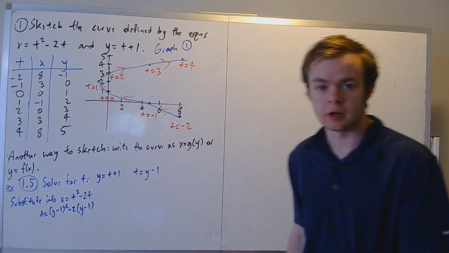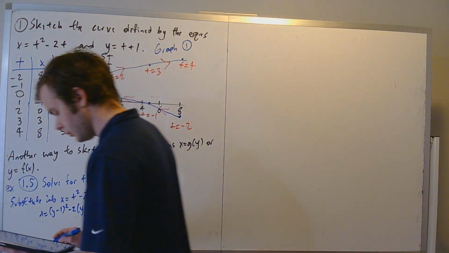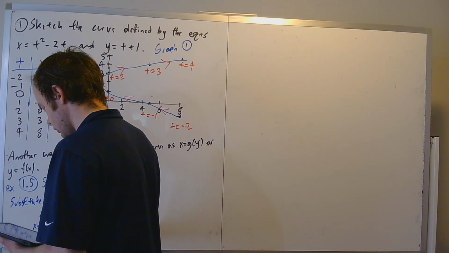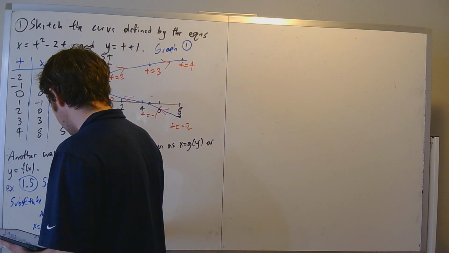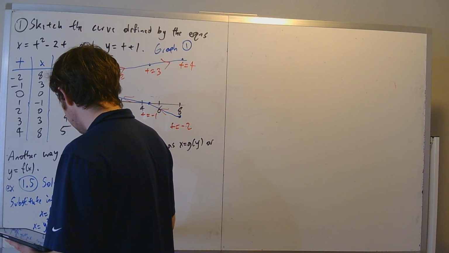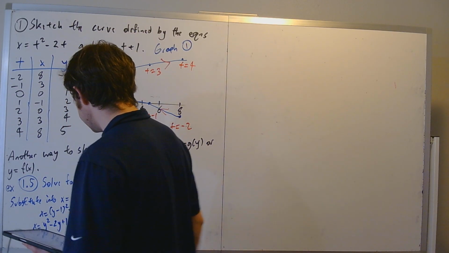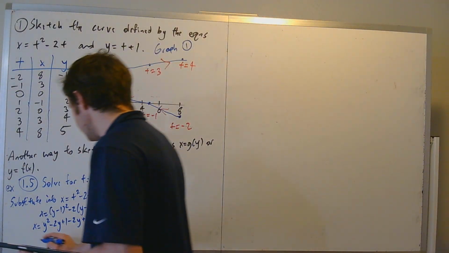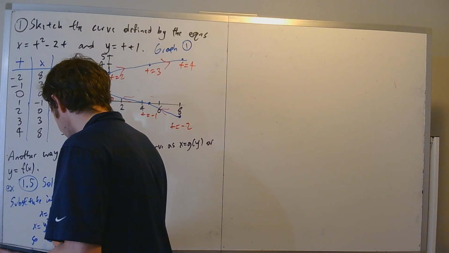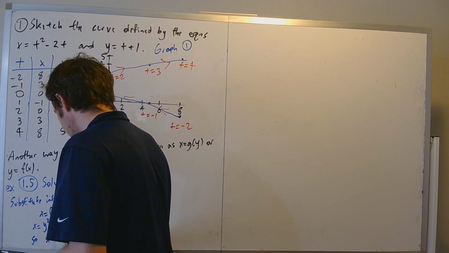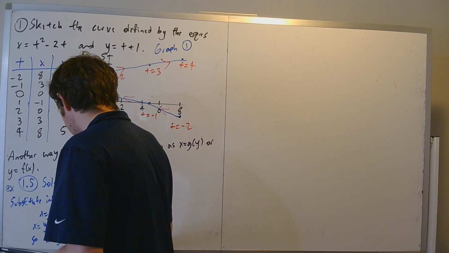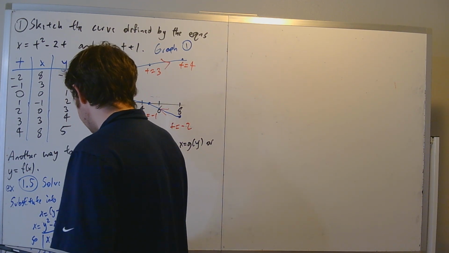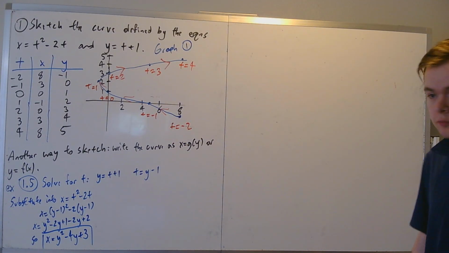Right, and here you're going to have to FOIL that out, that first term. So if you do that, you're going to get x equals y squared minus 2y plus 1 minus 2y plus 2. Right, and if you go ahead and combine everything, you're going to get x equals y squared minus 4y plus 3. Right. So this is our equation for x in terms of y.